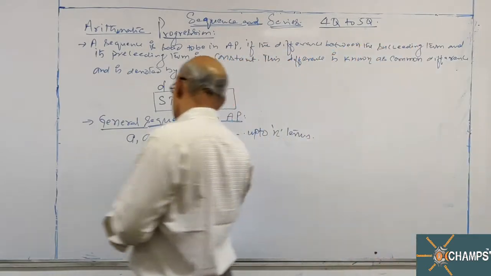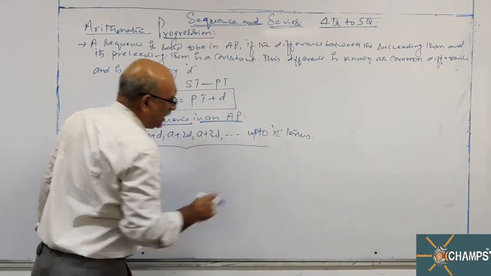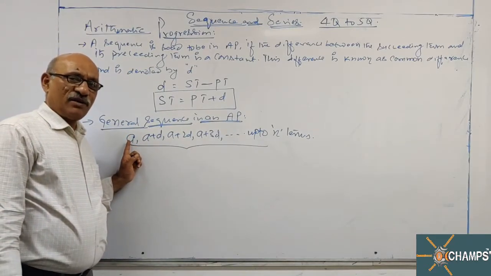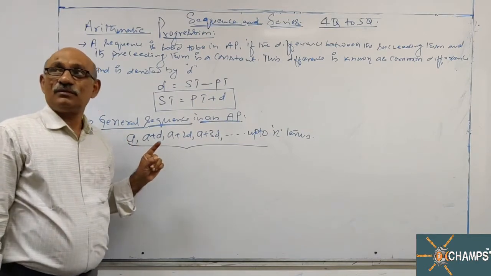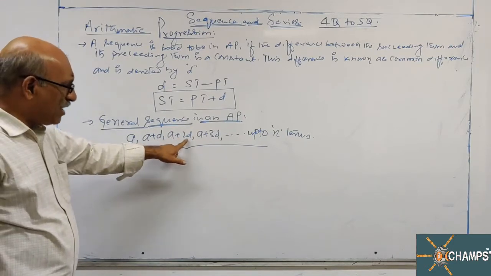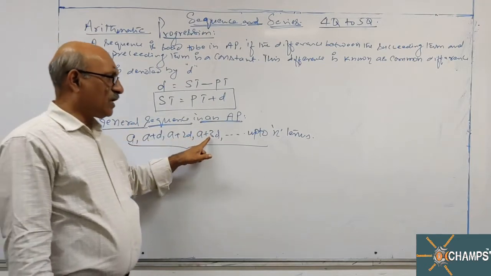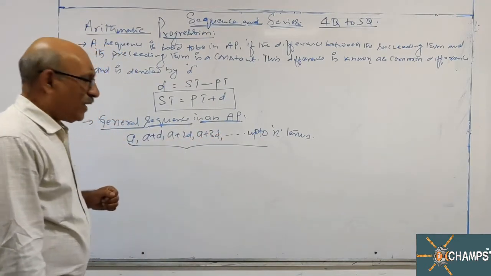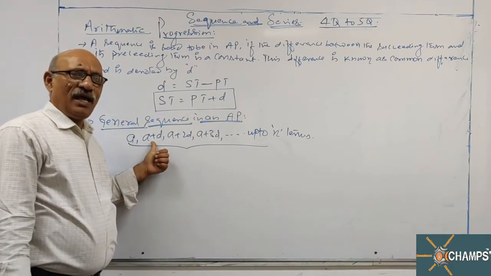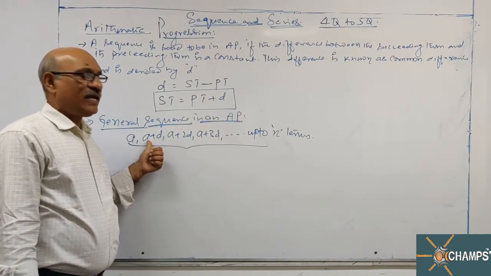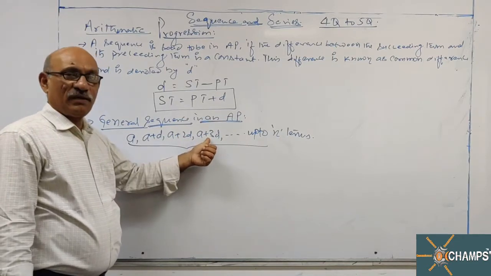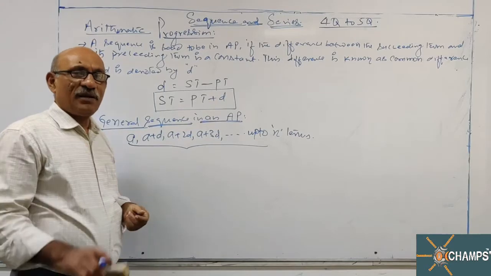Now look at this. Here, first term is independent of common difference. When I add common difference D to first term, I am getting second term. Again, when common difference is added to the second term, you are getting third term. Common difference when added to the third term, you are getting fourth term. This way, you observe a particular pattern here.